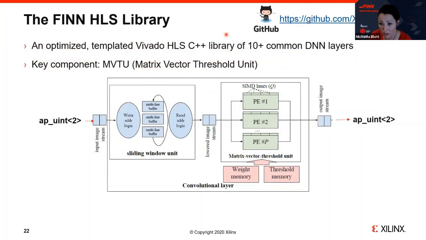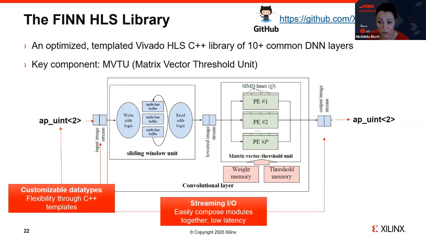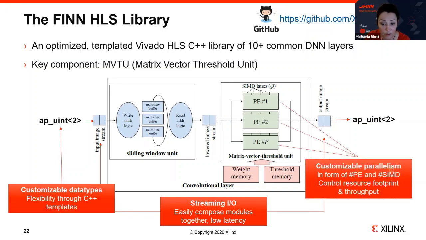Our HLS library provides more than 10 common DNN layers. The defining features of finn-hlslib are shown here on the example of the matrix vector threshold unit, or MVTU for short. The MVTU is a key component of our library and key part of both convolutional and fully connected layers. Key features are: the unit has a streaming interface, which makes it easy to compose larger systems and supports low latency. It is highly customizable through the C++ template, which allows user-specific data types on both inputs and outputs. And finally, we have parameters for defining the degree of parallelism to control the resource footprint or the throughput.